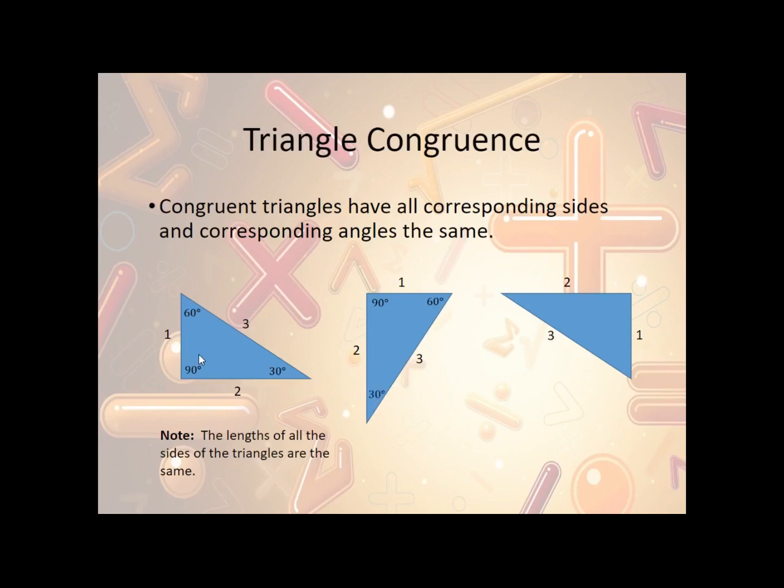Then we can do it again. We have our 90-degree angle. Well, now that angle is up here. So this is my 90. Then I have my 60-degree angle, which is right here. Then my 30, which is now right here. So again, all the measures of the angles are the same as well.